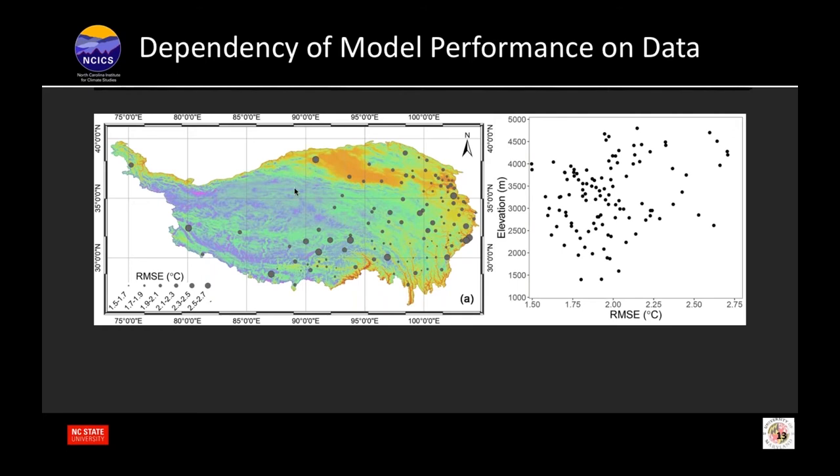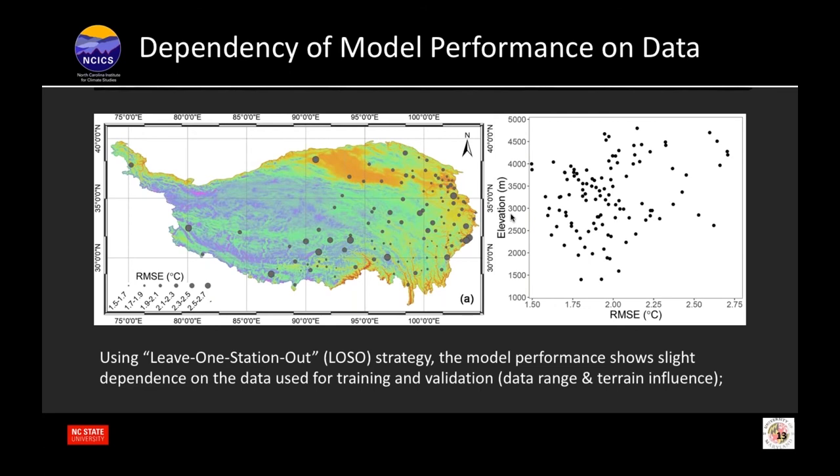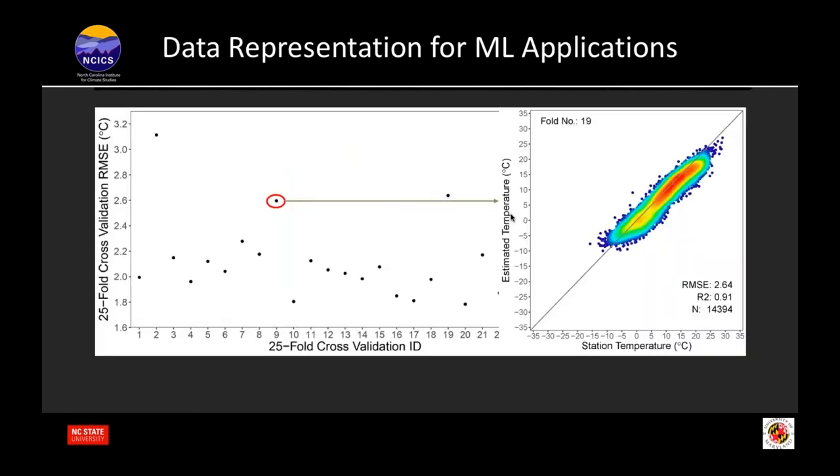So here we further did a 25-fold cross-validation analysis, where we separate all the stations into 25 different folds, using 24 folds to train the model and then validating the model over the one fold that is left out from the stations. For some cross-validation results, we see the performance has some room to improve. This is just a density scatter plot of this specific set as an example.